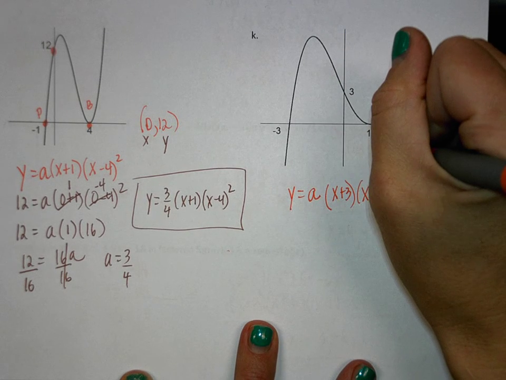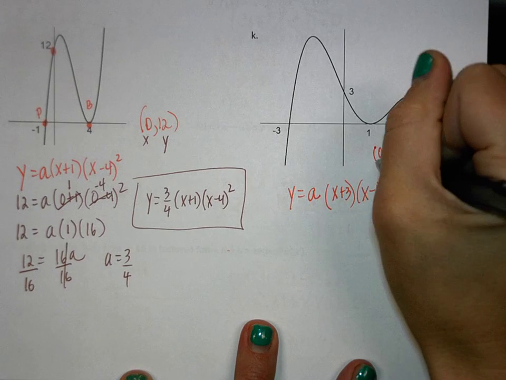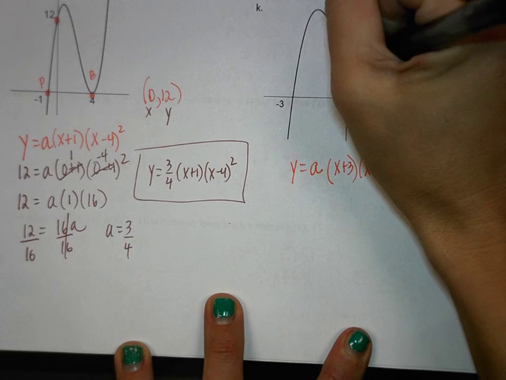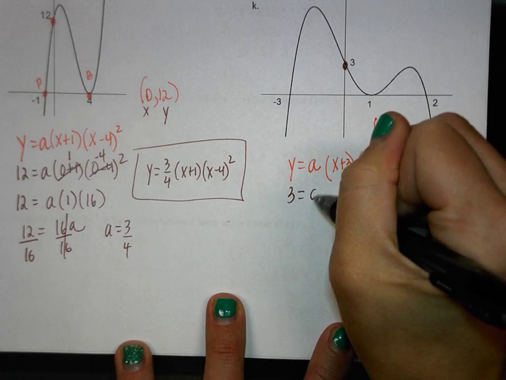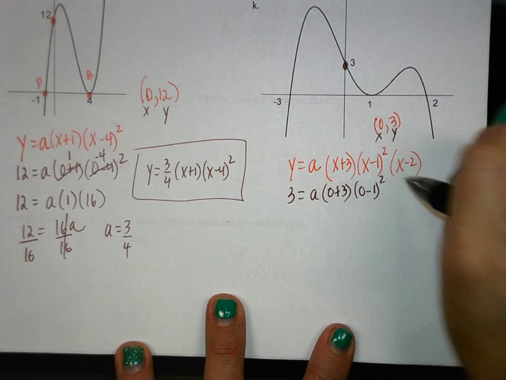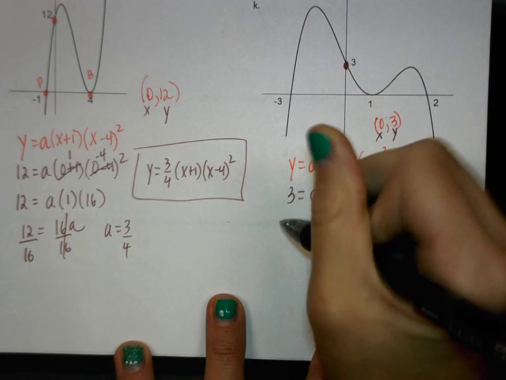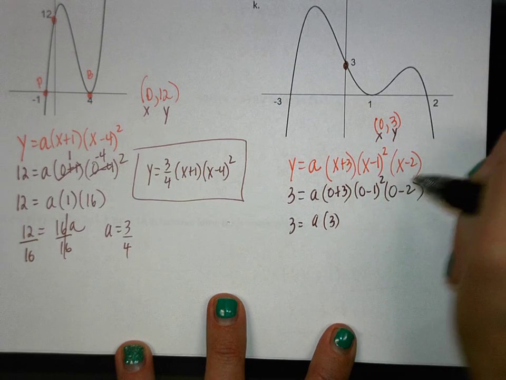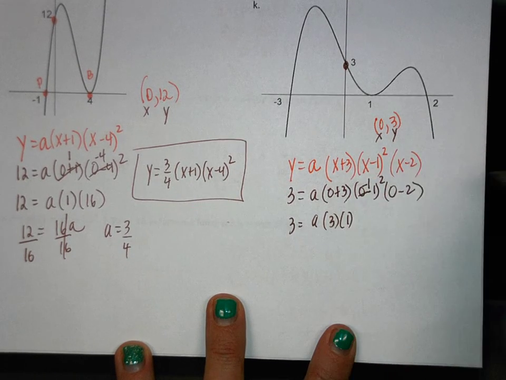Okay, what is going to be the point we're going to use in order to find a? 0, 3. Okay, 0 being my x, 3 being my y. Okay, and we got that from our y-intercept right there. So we get 3 equals a parenthesis 0 plus 3 parenthesis 0 minus 1 squared parenthesis 0 minus 2. Okay, we get 3 equals a times 3. What's -1 squared? Times 1, and we get -2.